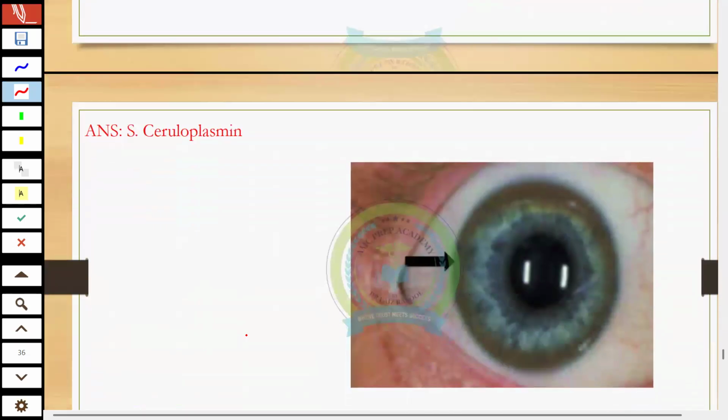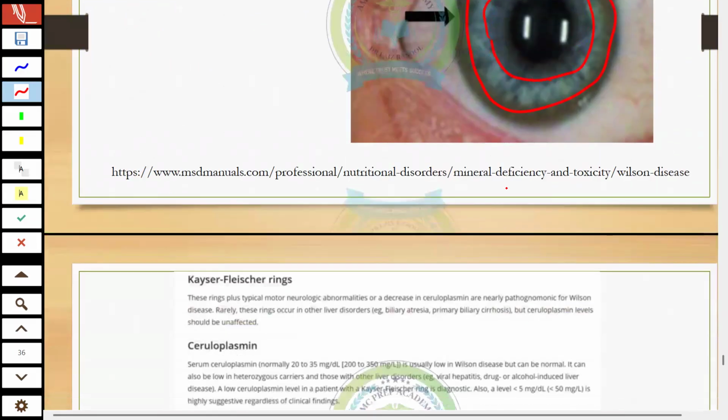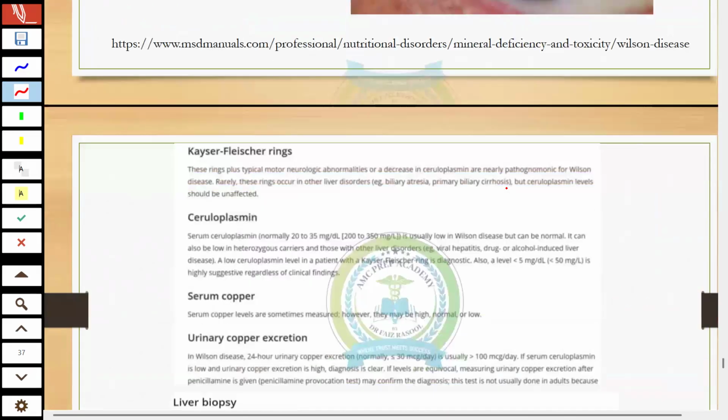You can see that there is a typical presentation in the eye: the Kayser-Fleischer rings. You can see the ring-like structure, so these are the Kayser-Fleischer rings around the eye. So the initial step is to go for ceruloplasmin to make the diagnosis.